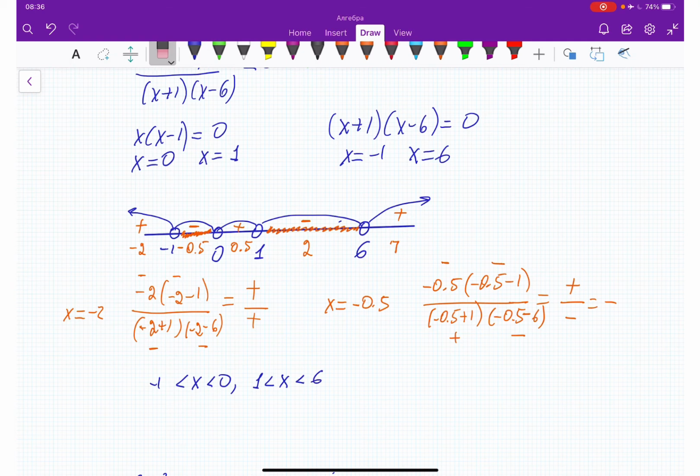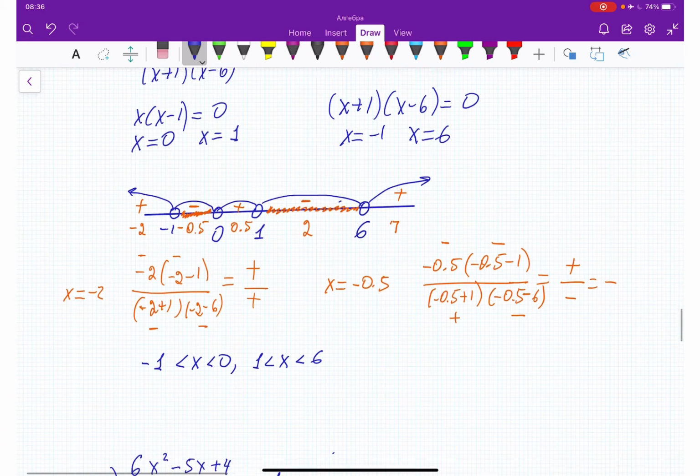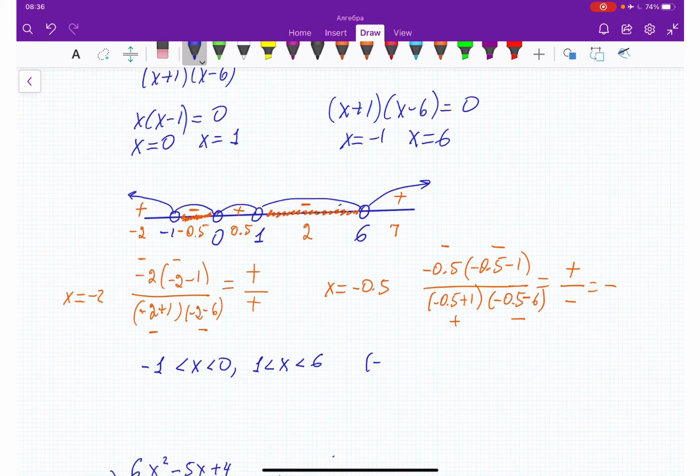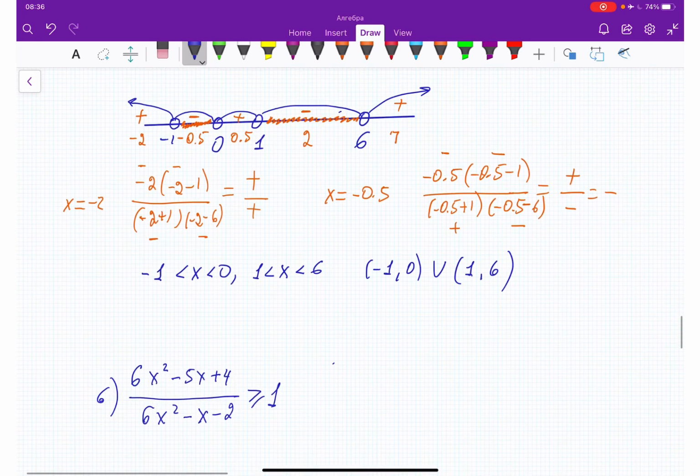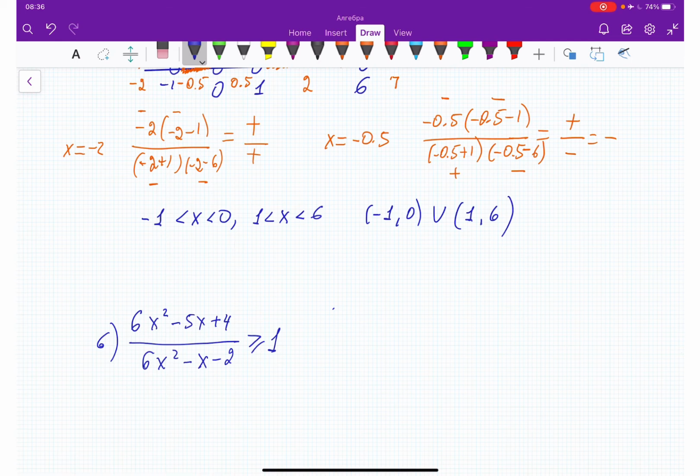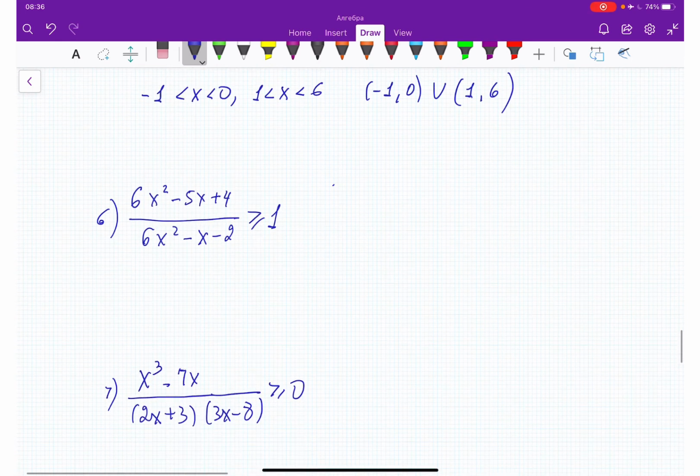Let me see, -1. Okay, or in the form of interval, it's going to be -1 and 0, or 1 and 6. Moving to next one. Question number 6.